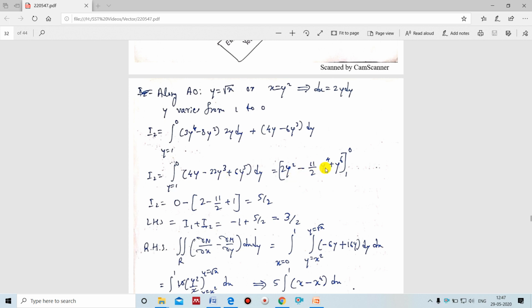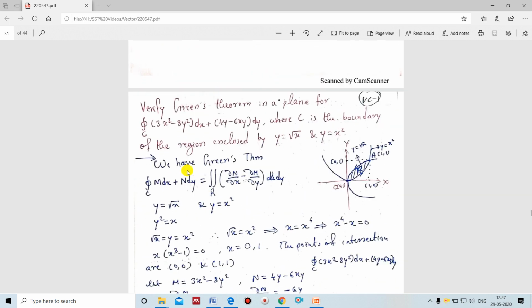We get 11 by 2 into y raised to 4. The integration of y raised to 5 is y raised to 6 by 6; the 6 cancels, leaving y raised to 6. Then put the limits and simplify, we get I2 is equal to 5 by 2. Therefore LHS equals I1 plus I2, which is minus 1 plus 5 by 2, that is 3 by 2.